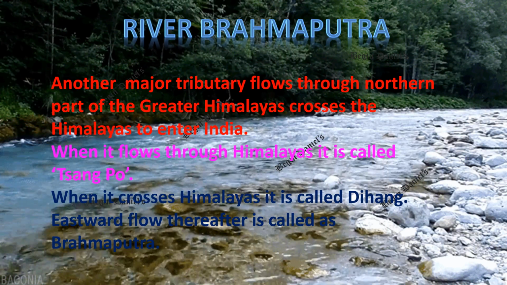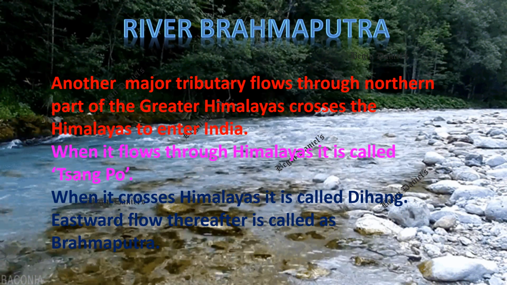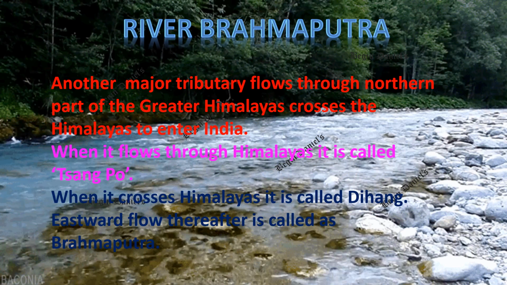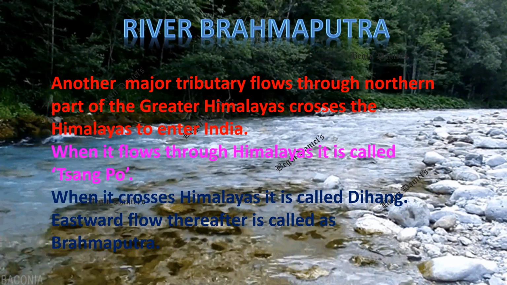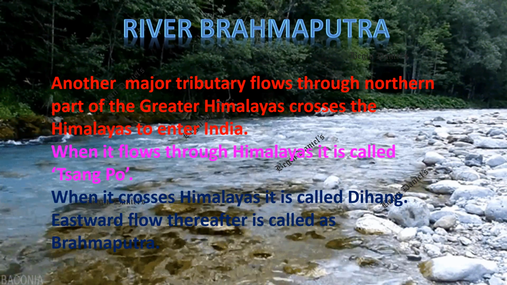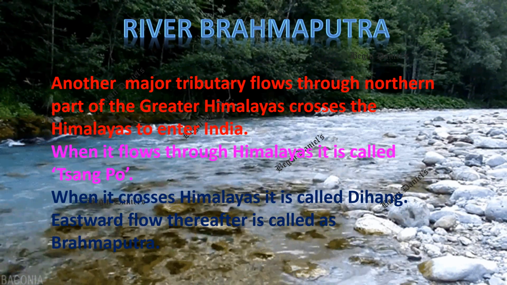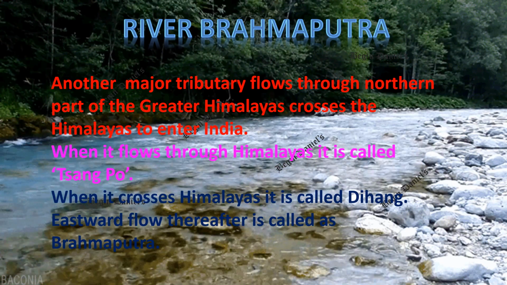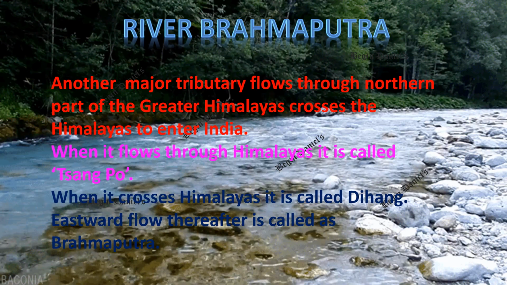River Brahmaputra, another major tributary, flows through northern part of the greater Himalayas, crosses the Himalayas to enter India. When it flows through Himalayas, it is called Sangpo. When it crosses Himalayas, it is called Dihang. Eastward flow thereafter is called as Brahmaputra.